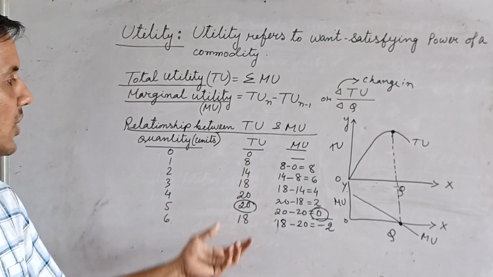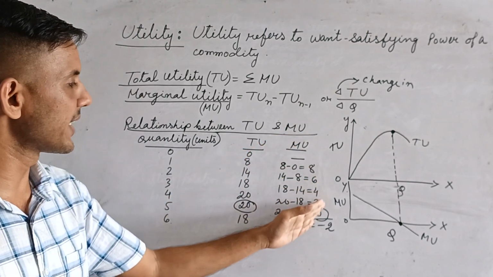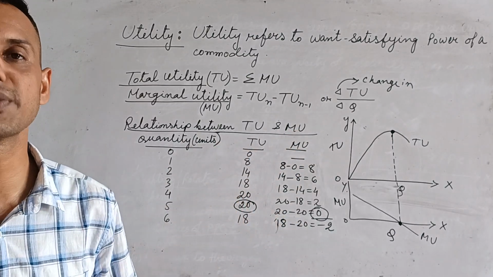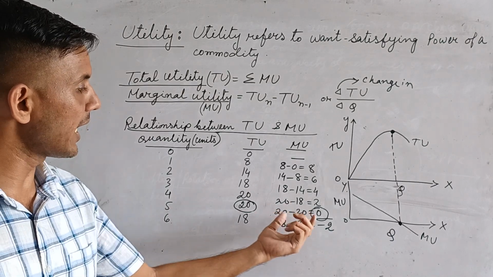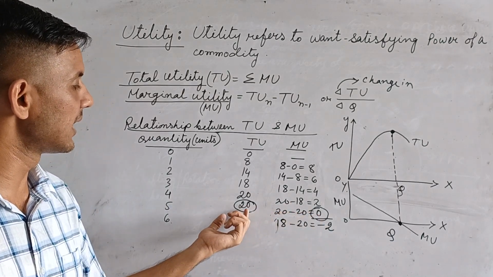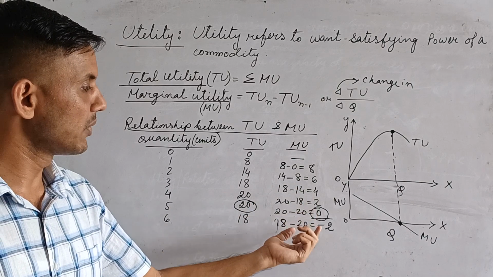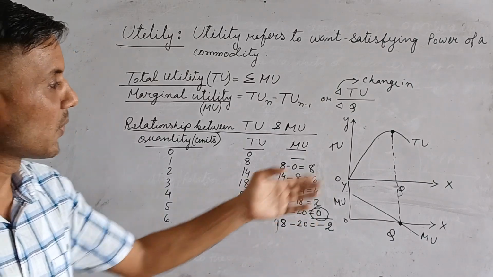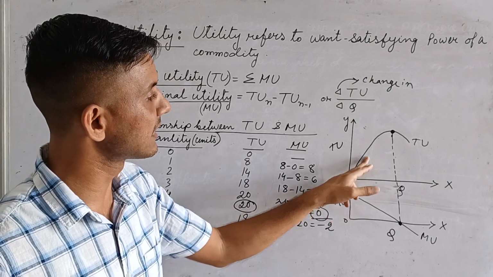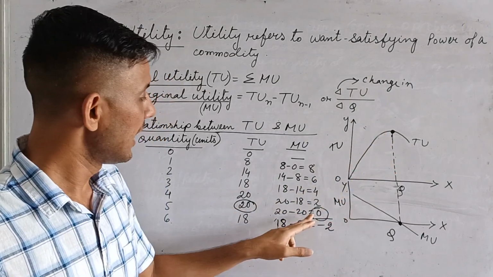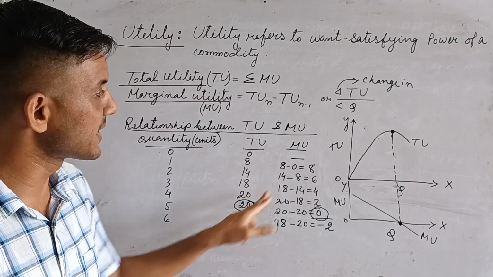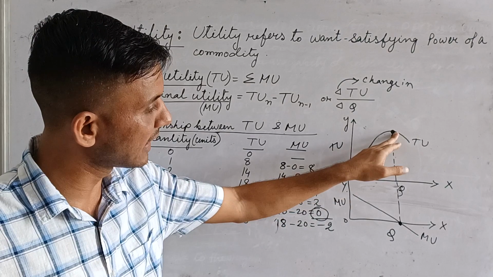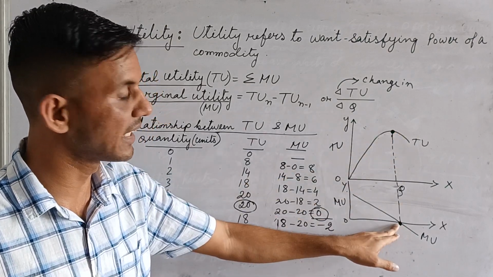So what is the relation? So when MU decreases, then total utility increases but at a diminishing rate. And when MU is 0, then total utility is maximum. When MU is negative, then total utility starts to fall. And if you show it in the diagram, see, this total utility curve is going up, no? And after this 20, it starts to fall. See here, 18. And when total utility is maximum, then marginal utility is 0.